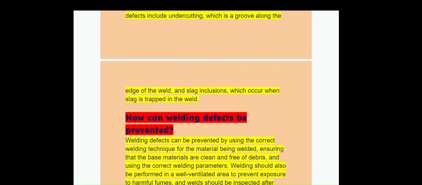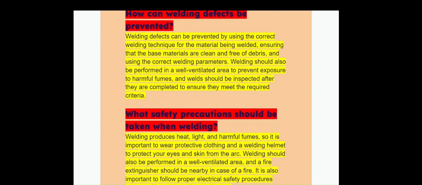How can welding defects be prevented? Welding defects can be prevented by using the correct welding technique for the material being welded, ensuring that the base materials are clean and free of debris, and using the correct welding parameters. Welding should also be performed in a well-ventilated area to prevent exposure to harmful fumes, and welds should be inspected after they are completed to ensure they meet the required criteria.